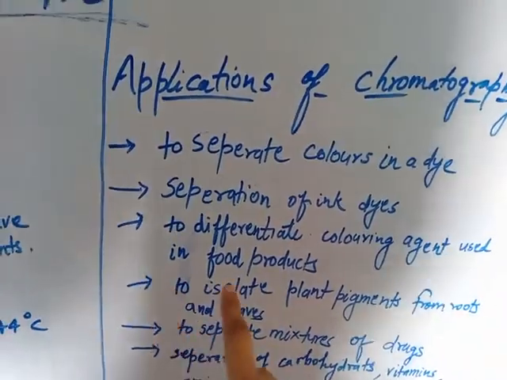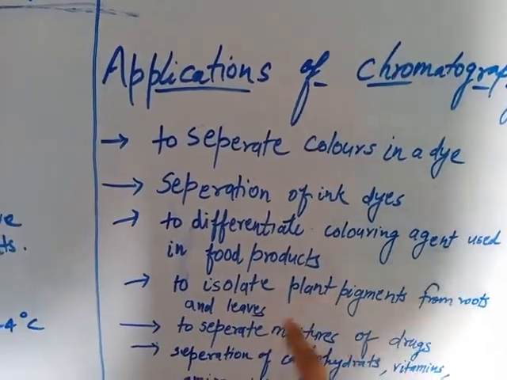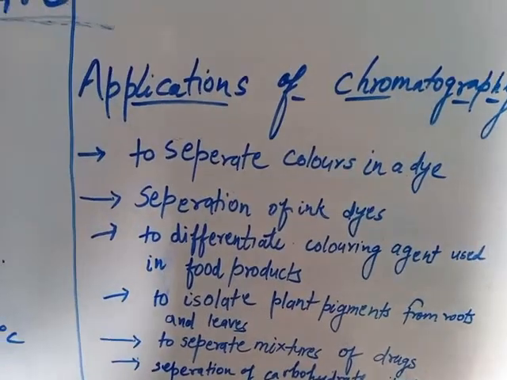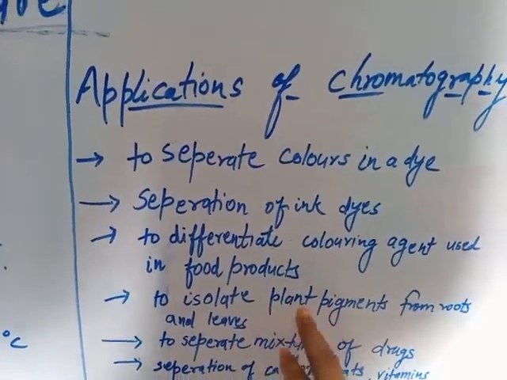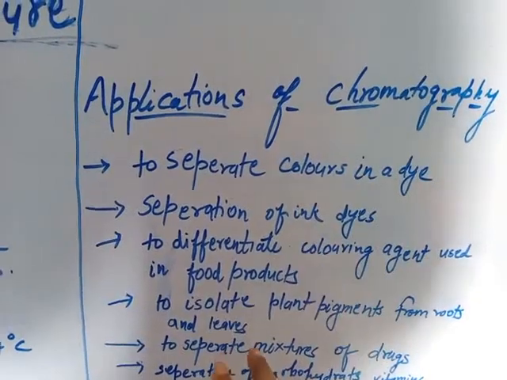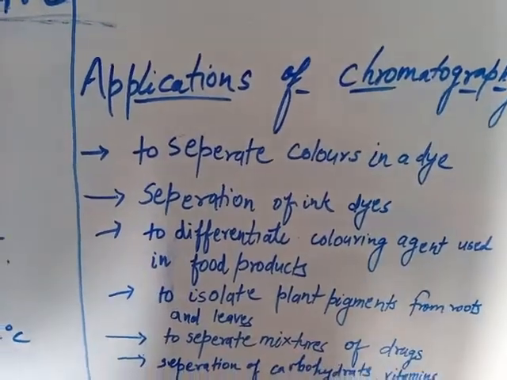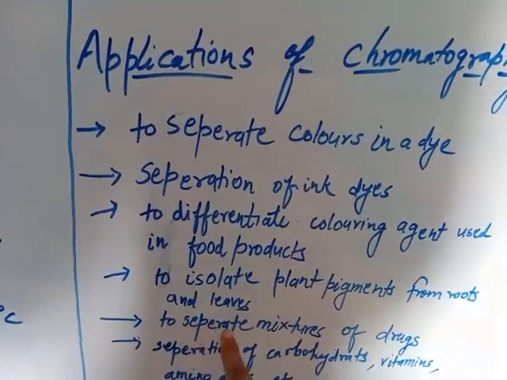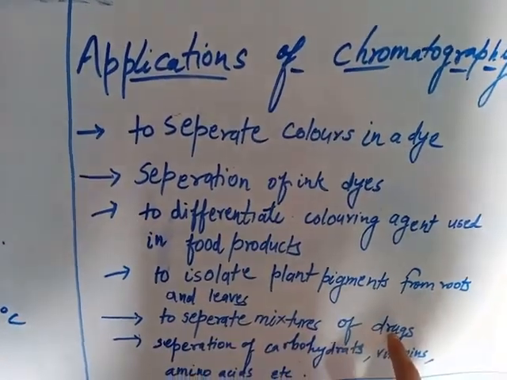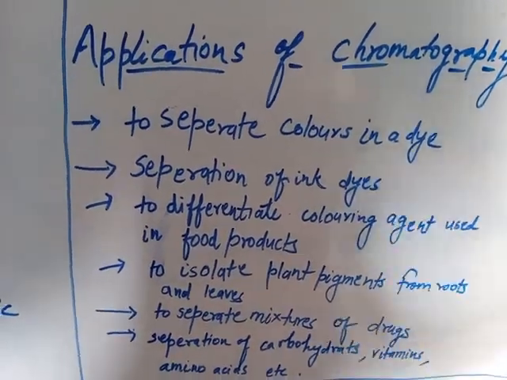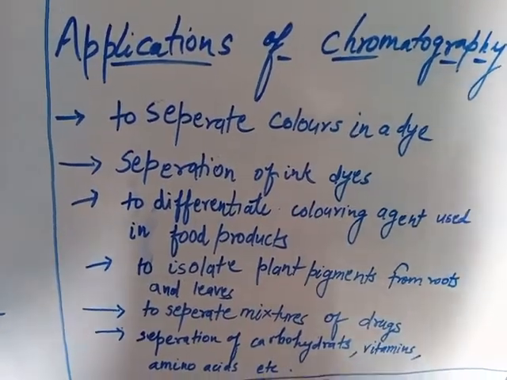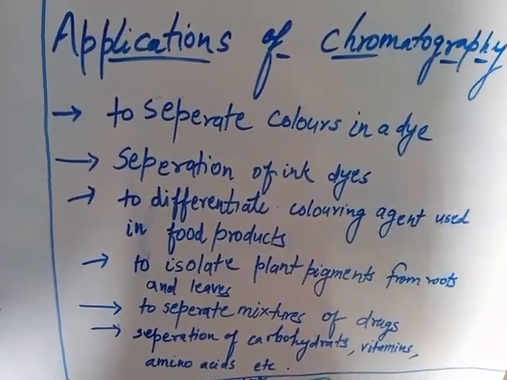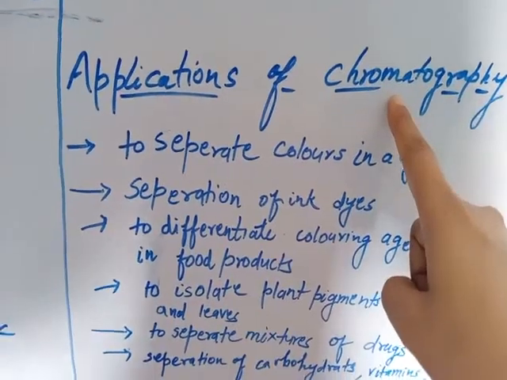Now it is also used to isolate plant pigments from root and leaves. If they contain any pigments, that pigment can be separated by doing the chromatographic process. From that we can isolate the pigments present in root or leaves. Then it is also used to separate mixtures of drugs. If you have a mixture of drugs and you want to separate those drugs from the mixture, that also can be done using the chromatography process.